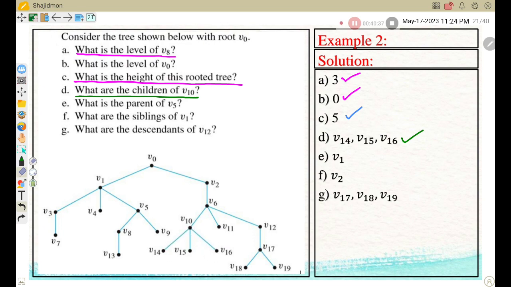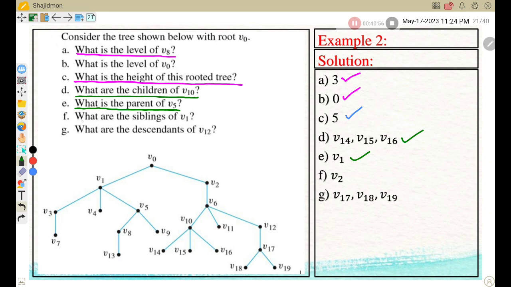Now we will go to the next question. What is the parent of V5? The V5 vertex, what is its parent? This is the V5 vertex. Who is the parent of that one? V1, correct? V1 is the parent of that one. So the answer is V1. Easy question.